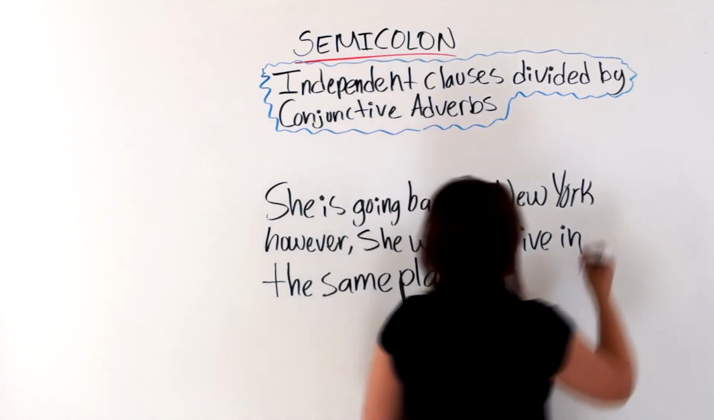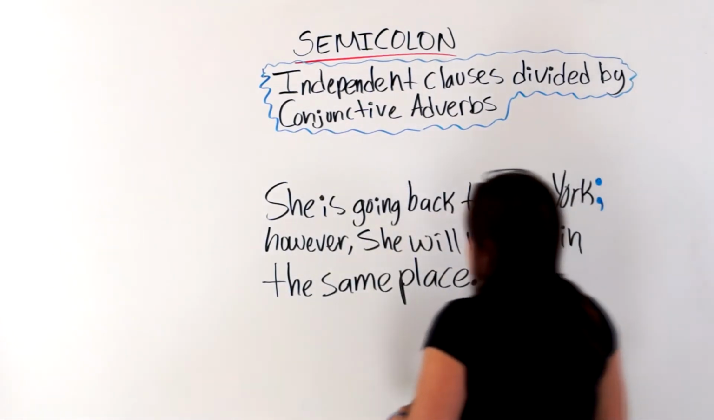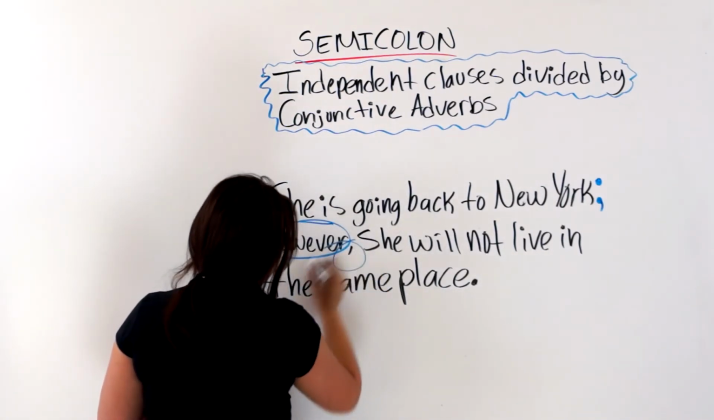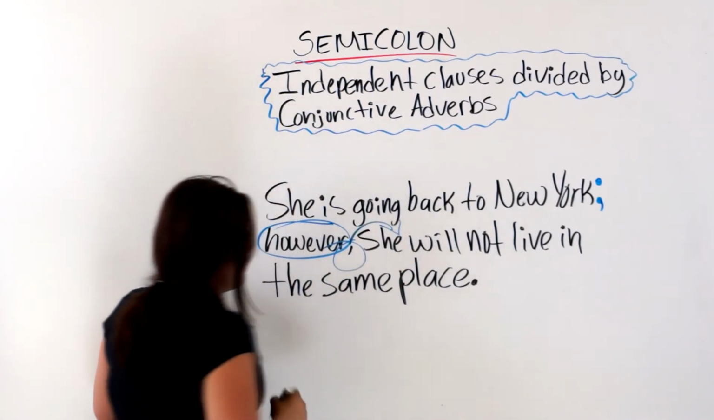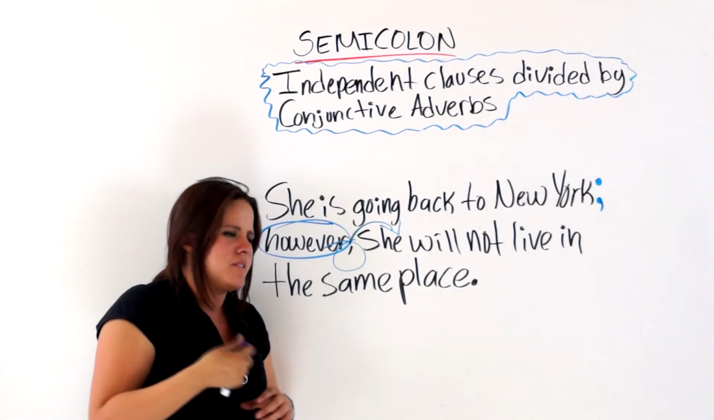That's right, it goes after the first independent clause, right before the conjunctive adverb, which is followed by a comma, which is followed by another independent clause, which is called a compound sentence.